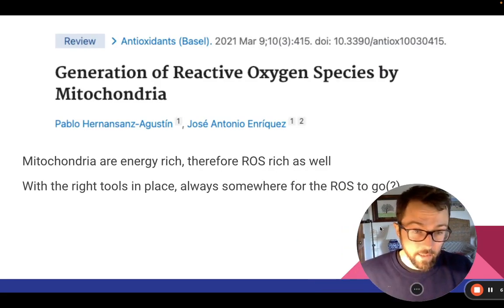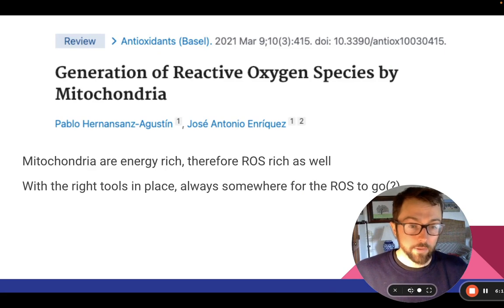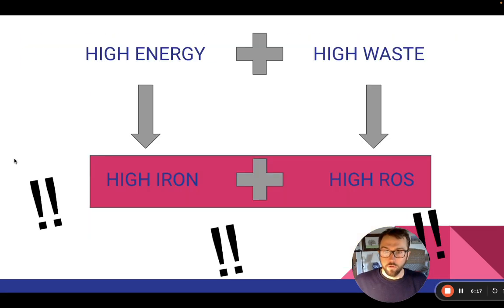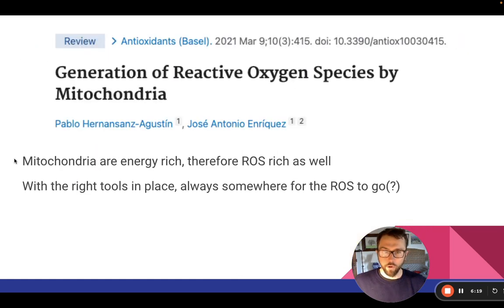Now, the next thing to see is that, we'll go back. Okay, so the next thing to think about is that cells and cell parts that make energy are going to make waste. That's how it works. You can't create something without having some sort of byproduct.